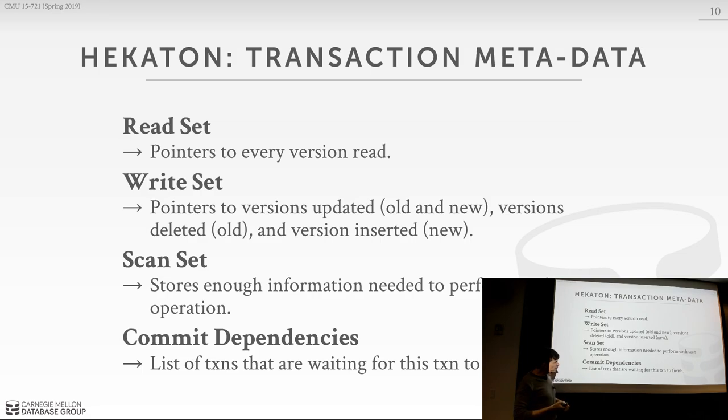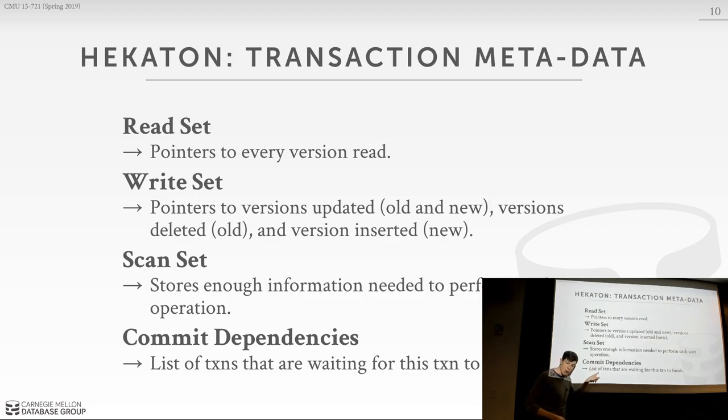And the last one is commit dependencies. Think of this as just a linked list inside of our transaction of the transactions that are waiting to see whether we committed. So think about it. When I do a speculative read, I see the begin timestamp of an uncommitted version, and I know what transaction created that version. So then I go find their handle in the global map and say, give me the transaction context for this transaction, find the commit dependencies, and append myself to the list of waiting transactions.